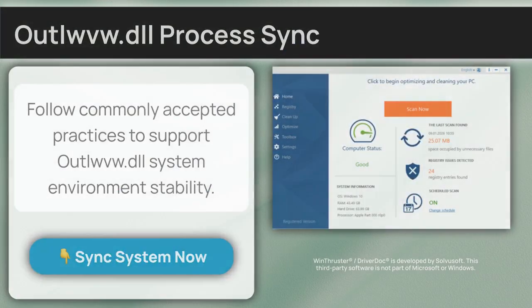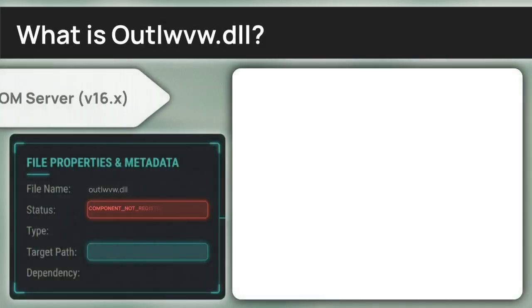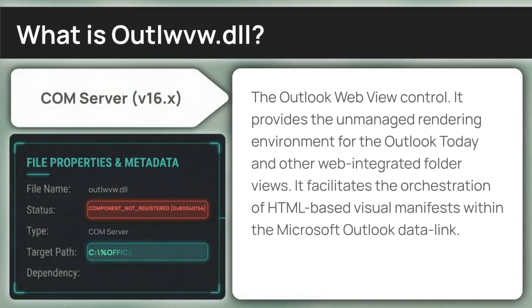This is the Outlwvw library, the Outlook Web View Control. It provides the unmanaged rendering environment for the Outlook Today and other web-integrated folder views. It facilitates the orchestration of HTML-based visual manifests within the Microsoft Outlook data link. Enough of the technical side. Let's get these files back onto your system.